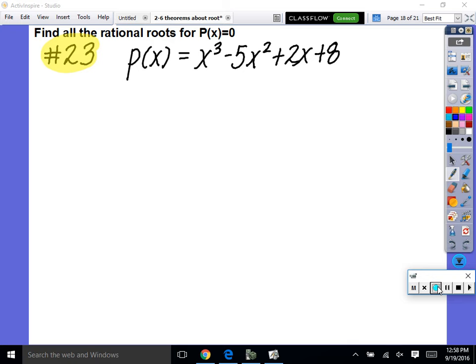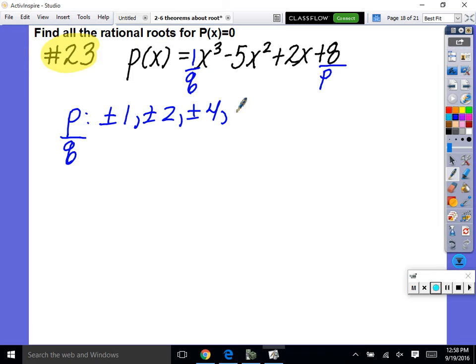Here we go. Number 23, it says, find all the rational roots. So now we're going to put that together. We're going to use Descartes' rule of signs just to help us guess a little bit quicker, and then we're also going to use the rational root theorem. So for this one, we would do P over Q. The nice thing is, look, Q is 1. That's what we like. So all possible P over Qs: plus or minus 1, plus or minus 2, plus or minus 4, plus or minus 8, correct? Everybody? And then all divided by 1, so those are the only possible rational roots.